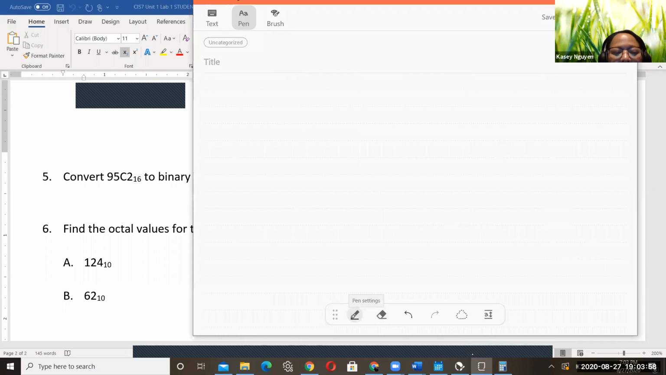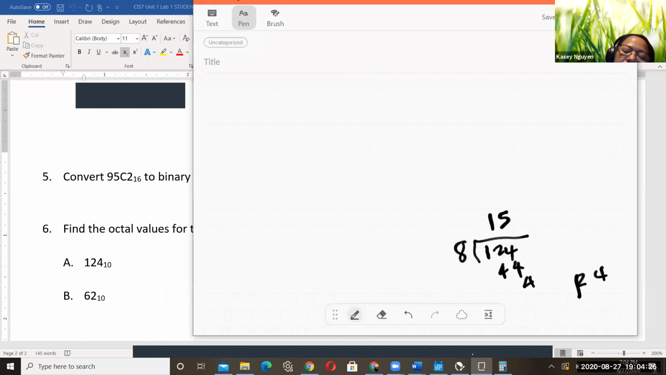So let's start with the first one with the division method. We have 124, and we're going to divide it by 8. So 12 goes into 8 one time with the 44 down here. And 44 goes into 8 5 times with the 4 remainder. Okay. Then we have a quotient of 15, so we need to continue to do that.